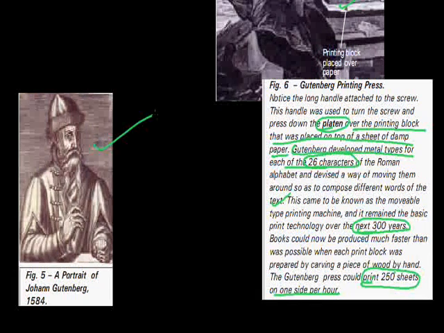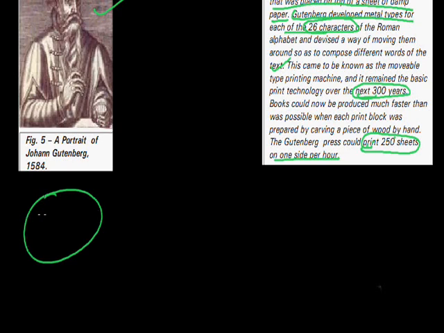This is a picture of Gutenberg. He is the person who developed this type of printing press in Europe. We will continue with print culture coming to Europe in our next part. Here in this part, that's all.